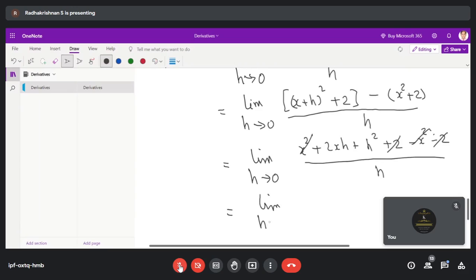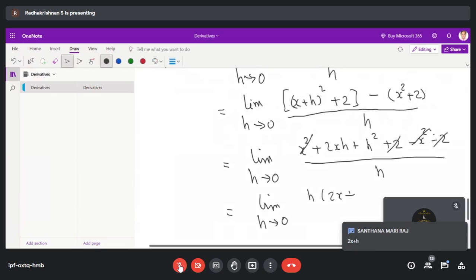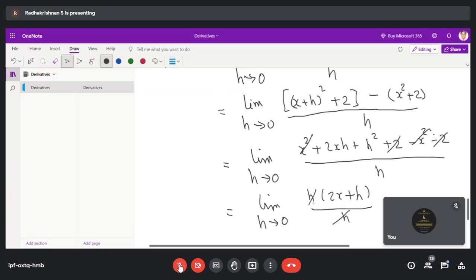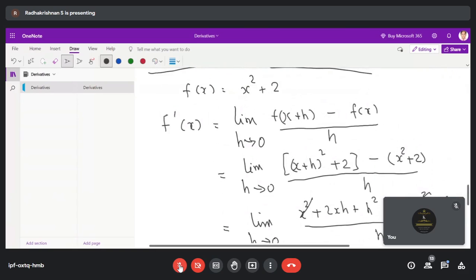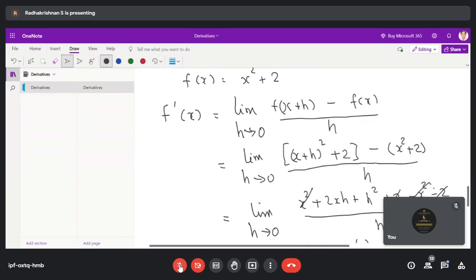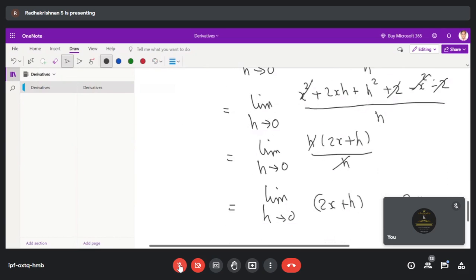Now h cancels out, so h into 2x plus h, divided by h. Correct? So what is its value? You put h equal to 0. It's going to 2x. So that is the derivative of x square plus 2. So this is how you find the derivative from first principles.